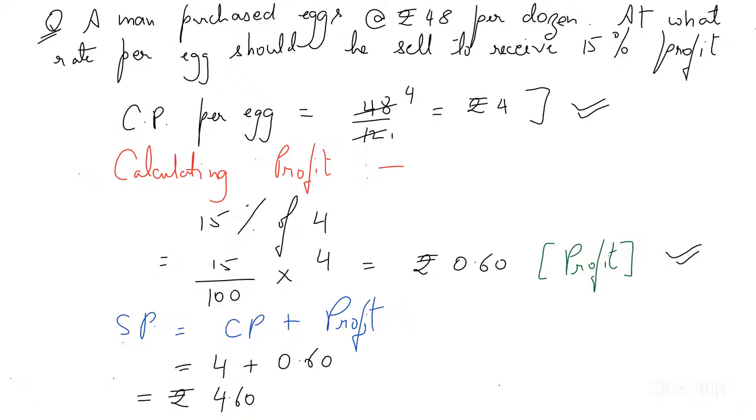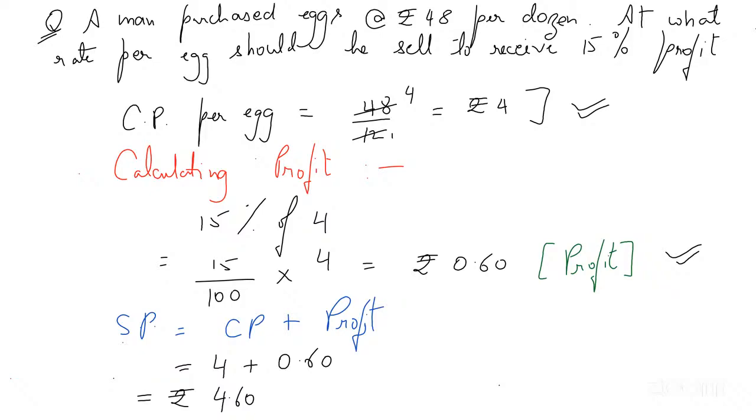Ma'am, can you give us a question like this? Yes, Abraham. What your book has done, guys, your book has assumed that we have to find out the cost of 100 eggs.